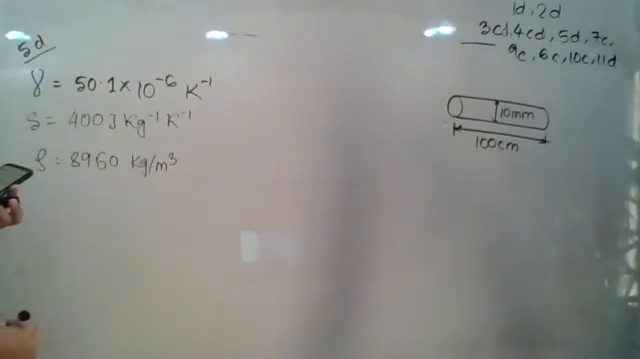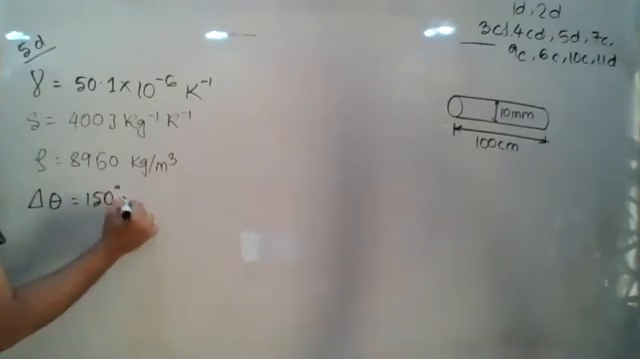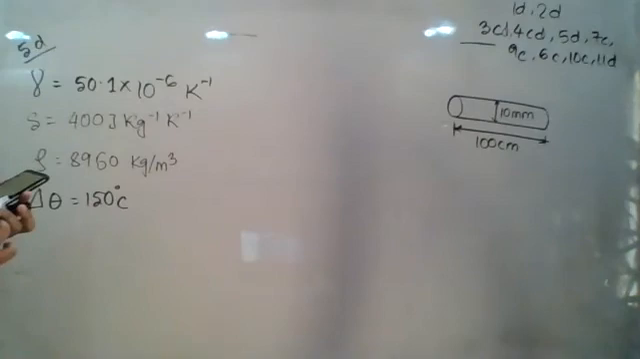Okay, the temperature of the copper wire is increased. Increase of temperature is given. So change of temperature is given 150 degrees Celsius. Okay. So will copper wire be made to penetrate after applying heat through a ring of diameter 10.06 meter?